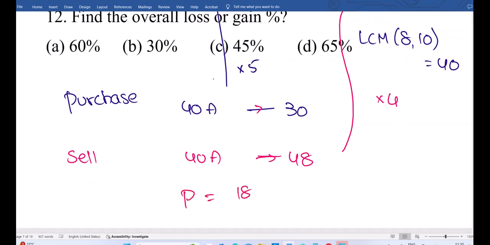Percentage means with respect to cost price. 18 divided by cost price is 30 into 100. So this is 6 3 times, 6 5 times. 100 divided by 5 is 20. 3 into 20, 60%. Option A is correct. 60% is the answer.